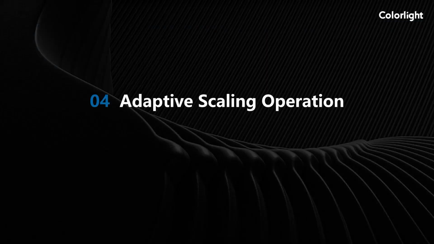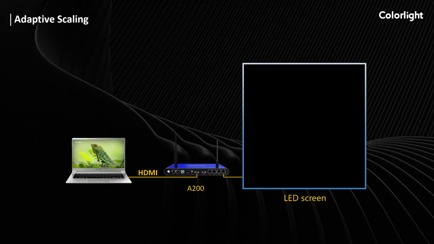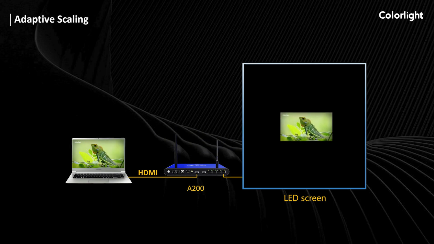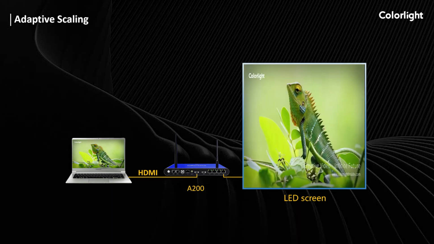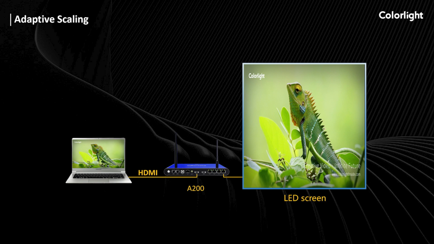Sync mode supports adaptive scaling and pixel-to-pixel display of signal. This session will give an introduction to the methods to enable and disable adaptive scaling. What is adaptive scaling? Generally, the input signal is displayed on the screen pixel by pixel. The resolution of the signal source is identical to that of the image on the screen. After enabling adaptive scaling, the input signal will automatically fit the screen according to the actual resolution of the screen.